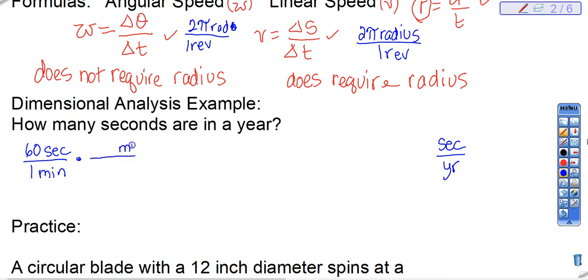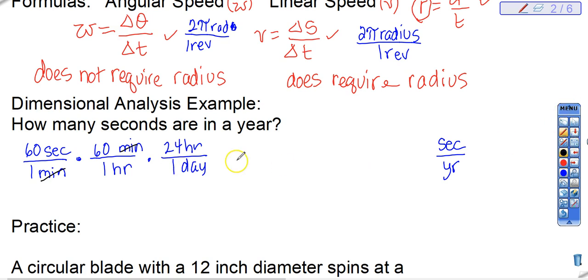To get rid of minutes, I need to be able to cross-cancel them. So we're trying to get from minutes to years. What do you know? There's 60 minutes in 1 hour. You got it. So this allows me to go like this. I got rid of that unit of measure. I don't want that. But I also don't desire hours. So what would I do now? I want to get rid of hours. What do I know that I can easily access? 24 hours in 1 day.